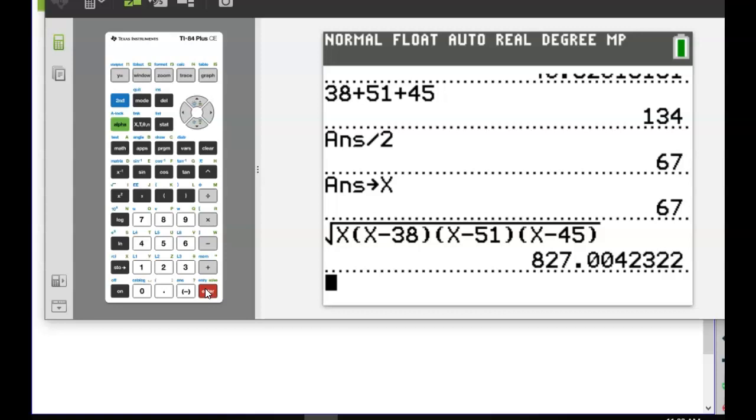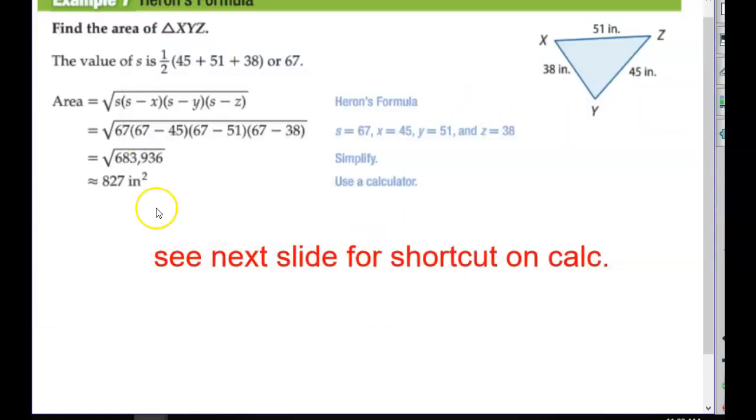So the area is 827. Does that happen to be what this says? Oh, whew, look right there, 827. Okay?